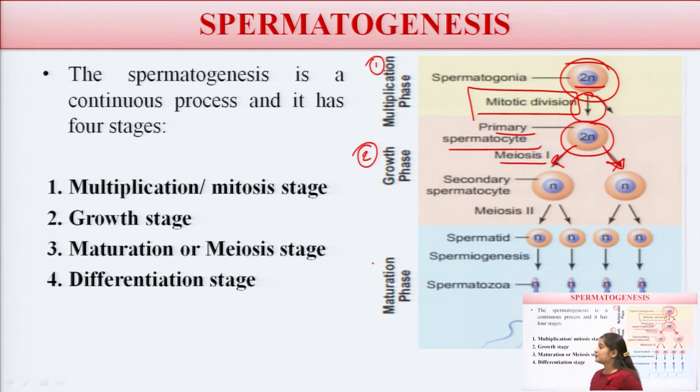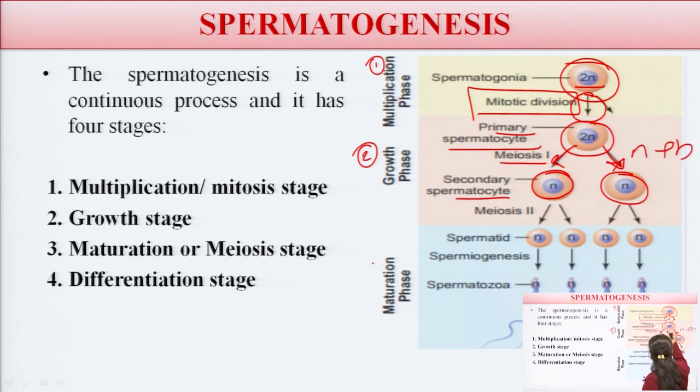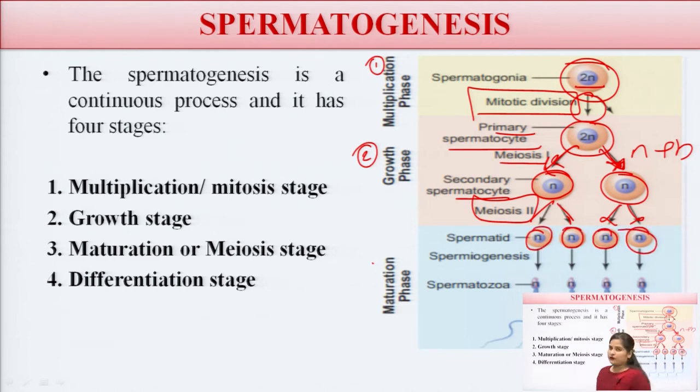When the meiosis 1 division occurs, it forms the secondary spermatocytes, each n plus n. With the help of meiosis 2, these form two daughter cells each with a single n. So at the end, there are four spermatids. This process is known as spermatogenesis.